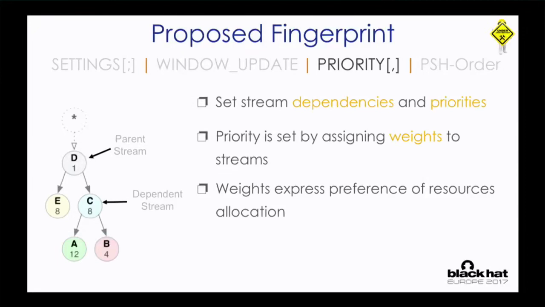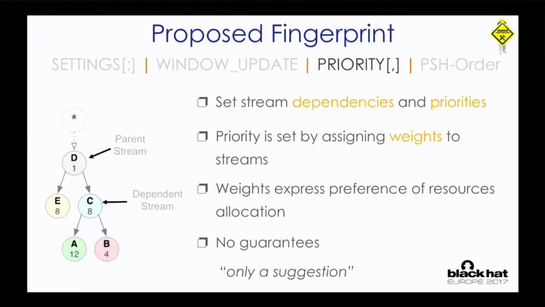So what does that mean? The RFC allows the client to express its preferences of how the server should allocate resources in case it doesn't have enough resources to send all of the data. Now, this is just a suggestion. The server does not have to comply with the client preferences, but nevertheless, the client can express those preferences. And each of these streams has weights below them.